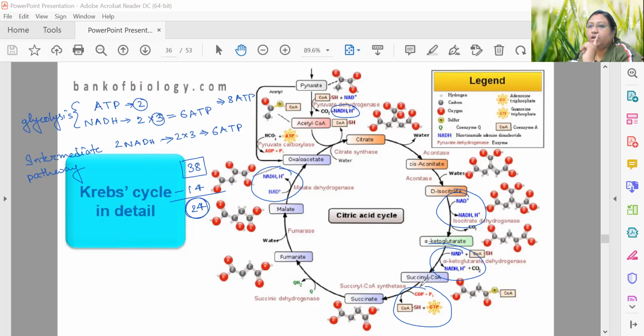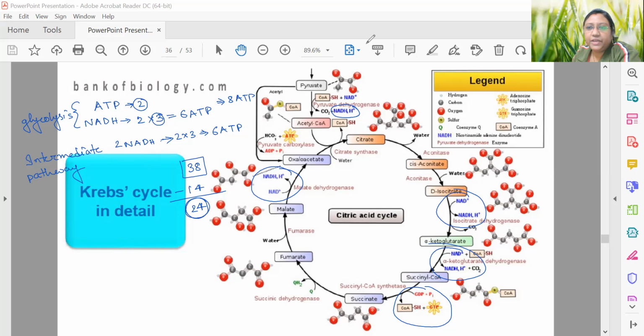Why? Because from one glucose molecule we get two pyruvic acids, which means the citric acid cycle will go twice. But if we look at glycolysis, the TCA cycle and the intermediate pathway, we will feel, ma'am, it is just a fantasy. What is going on? ATP is not actually being made. We are only considering that NADH plus and FADH2 are going to produce ATP. So today we are going to learn how NADH plus and FADH2 get converted into ATP.